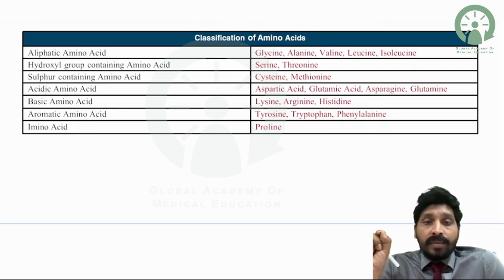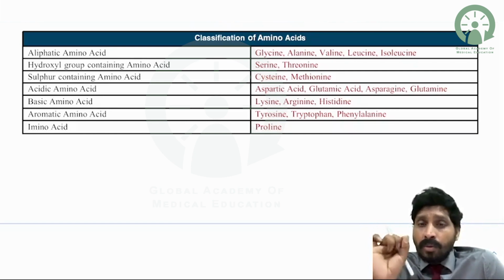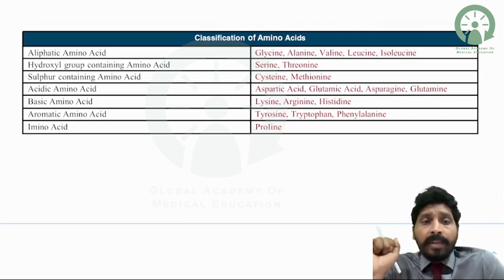Acidic amino acids, if you're talking about aspartic acid, glutamic acid, asparagine, glutamine. Basic amino acids: lysine, arginine and histidine. Aromatic amino acids: tyrosine, tryptophan, phenylalanine.